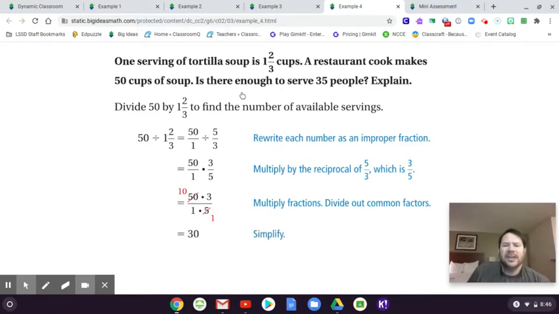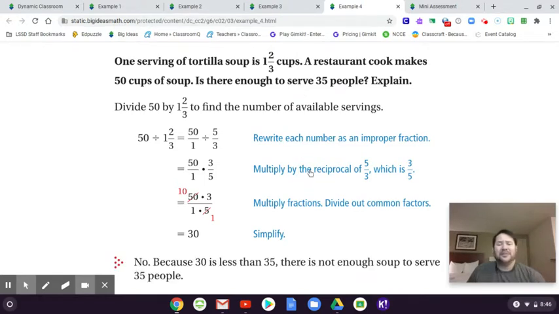So do we have enough soup to serve 35 people? No, we don't. We can only serve 30 people.